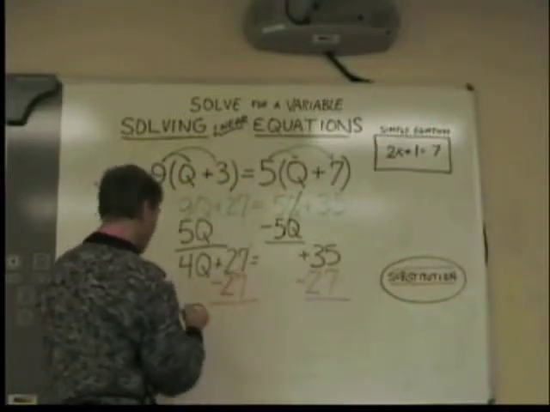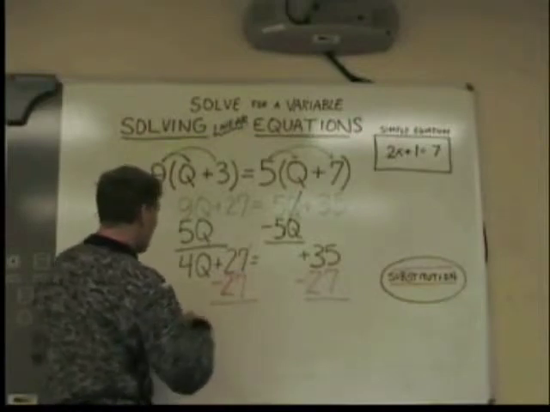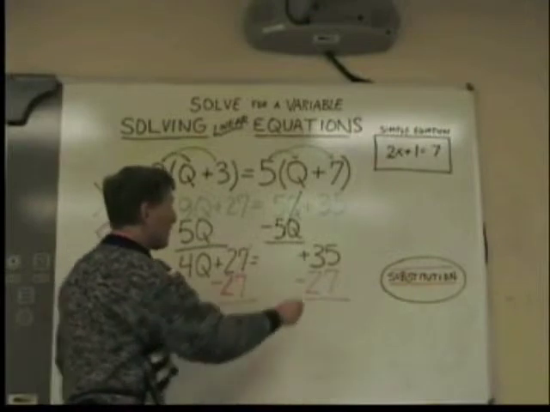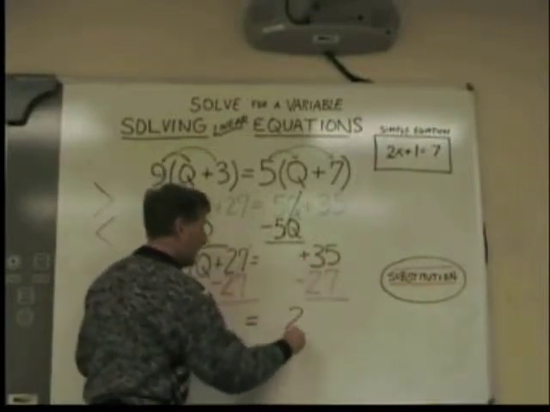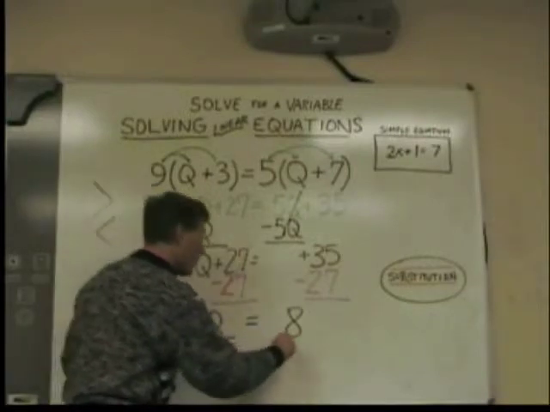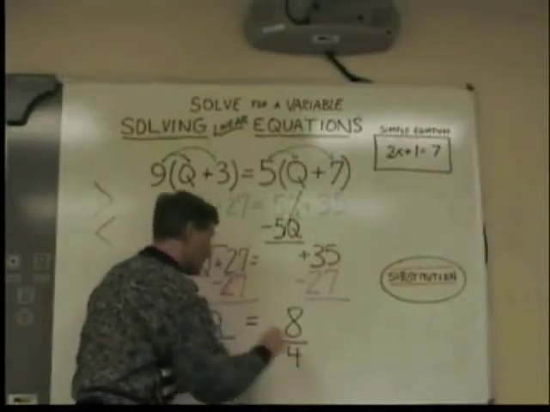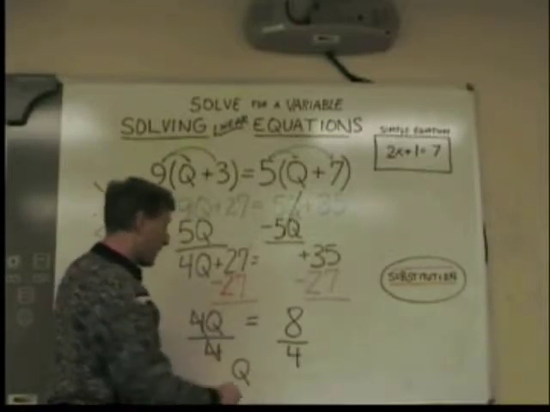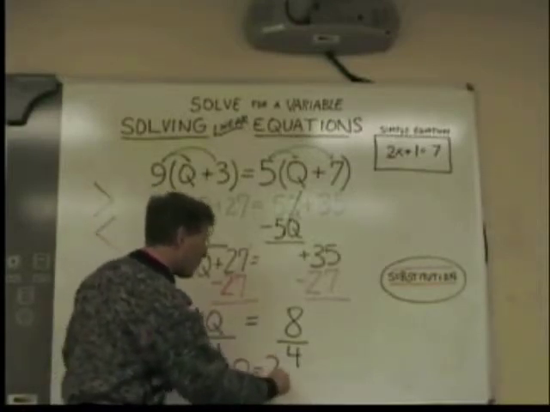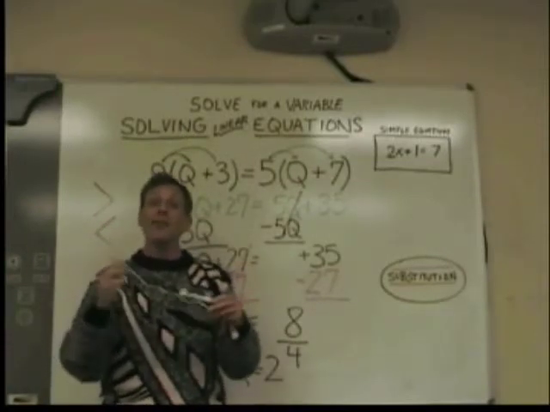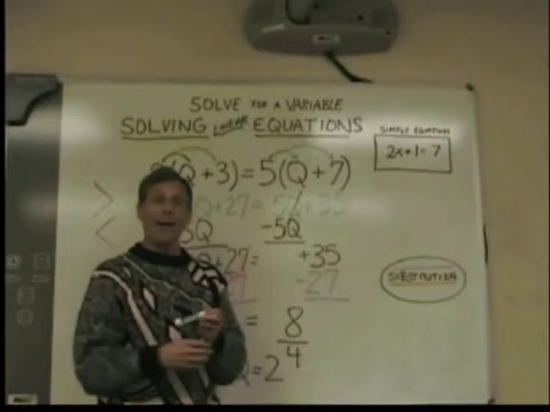And so that leaves me with 4q on this side equals 35 take away 27 is 8. I divide both sides by 4, and I get q, because the 4's cancel, equals 8 divided by 4 is 2. Now, that's how you solve an equation algebraically.